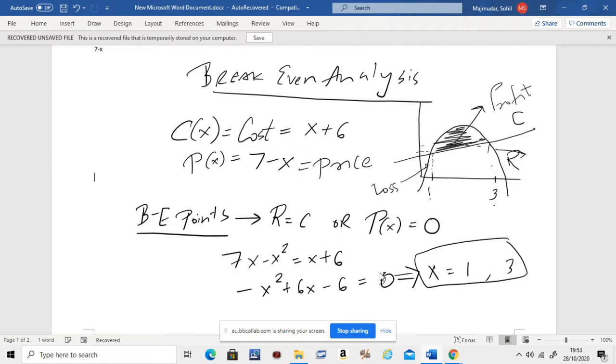Then what you have to do is put this in any one of them. So for example, if you put 1 in here, you get 7. 3 in here, you get 9. So for 1, the point should be 7. For 3, the point should be 9. That's how you can get the graph as well. This is how you find the break-even points.